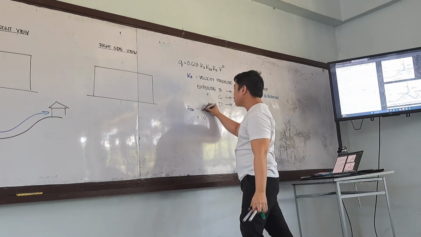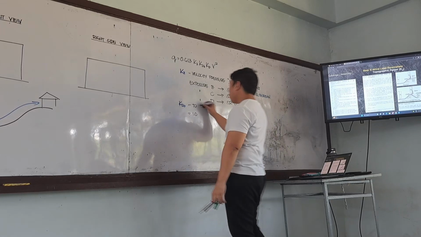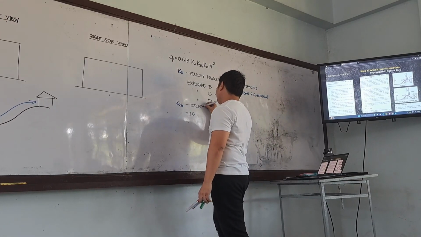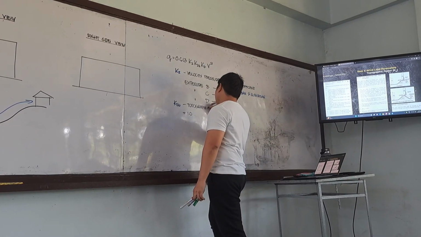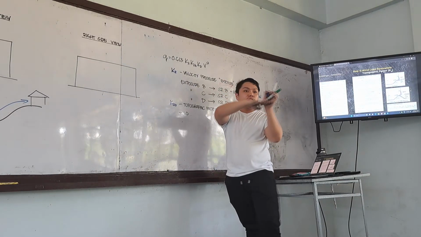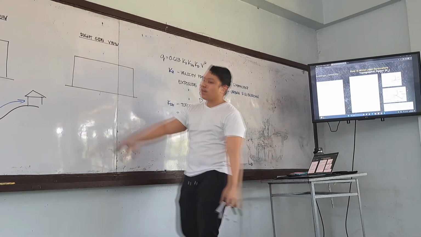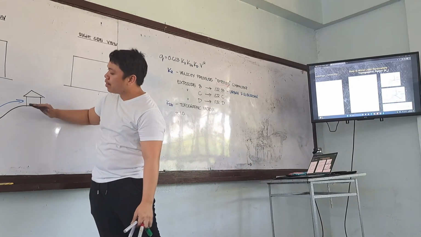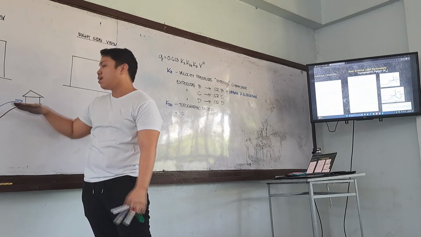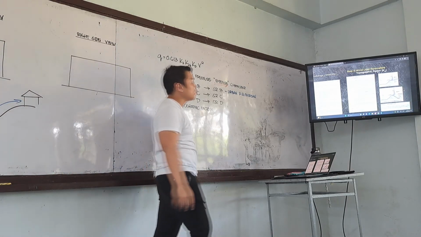So take note, what is KZT? Topographic factor. The reason it is always 1 is that we consider only flat topography for our buildings, unless the building is designed above cliffs or escarpments, in which case you consider a KZT greater than 1.